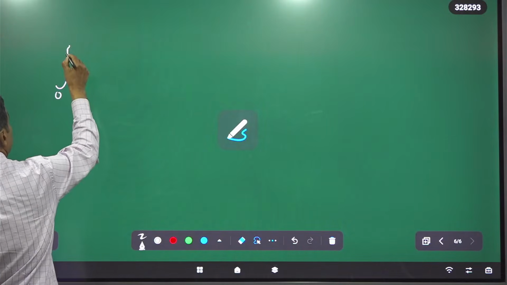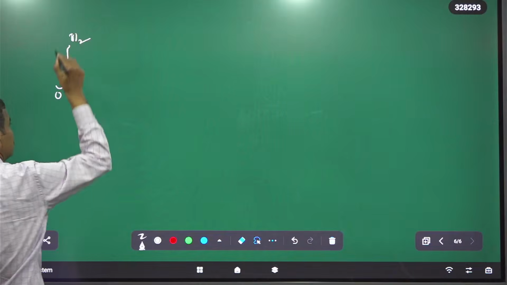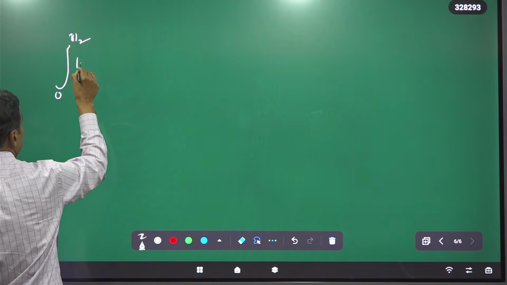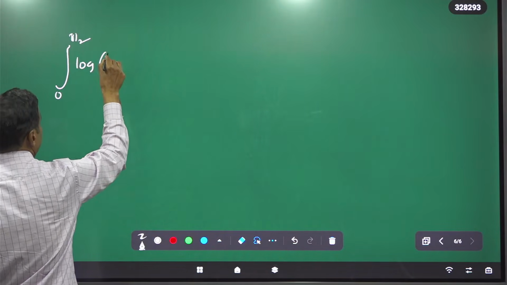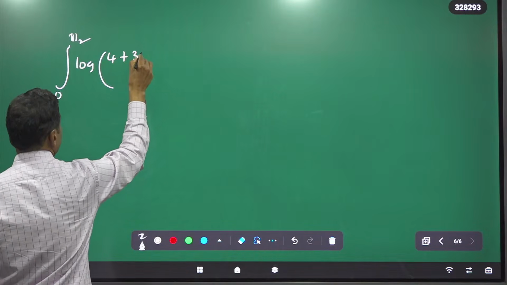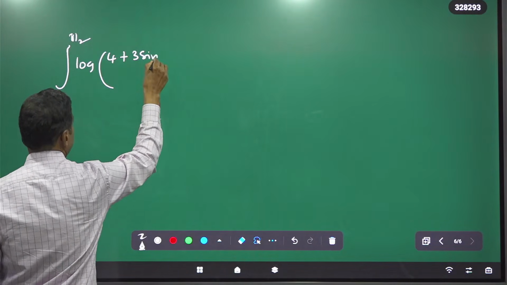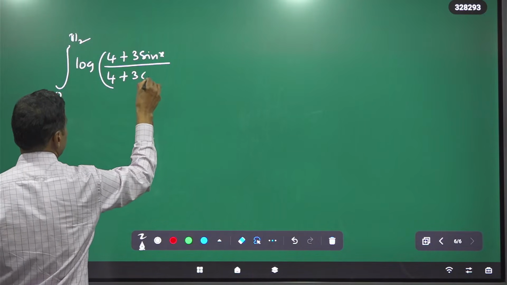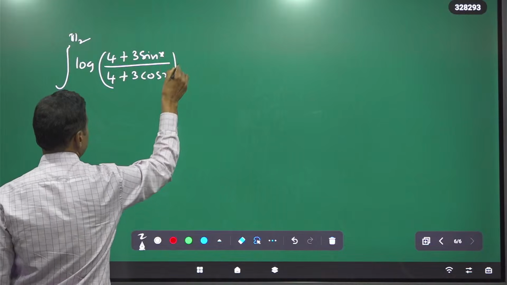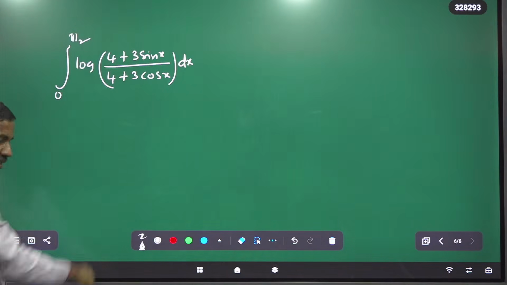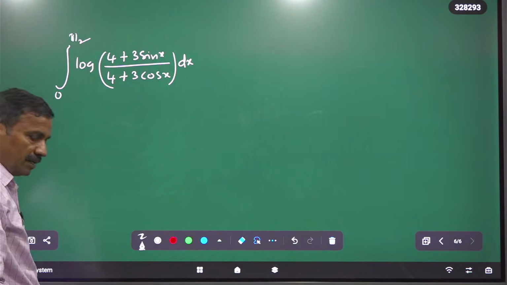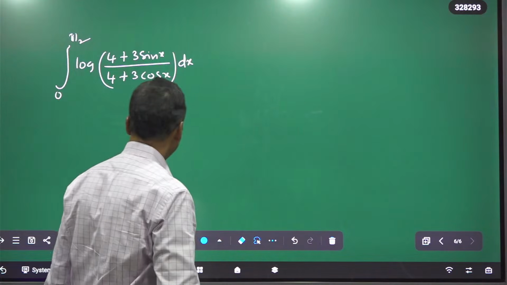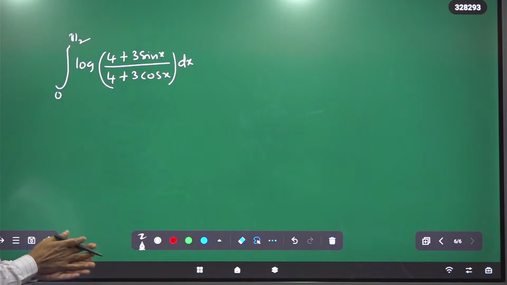So, the integral from 0 to pi by 2 of log of (4 plus 3 sin x) by (4 plus 3 cos x) dx. You take it like this: integral of 0 to pi by 2 log of 4 plus 3 sin x by 4 plus 3 cos x dx. We have to find the value of this integral here.